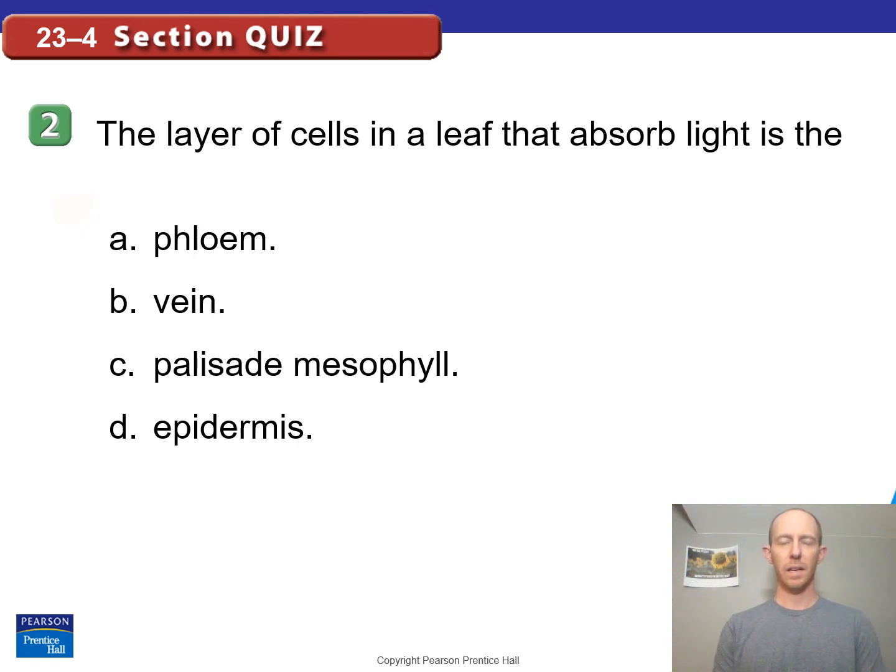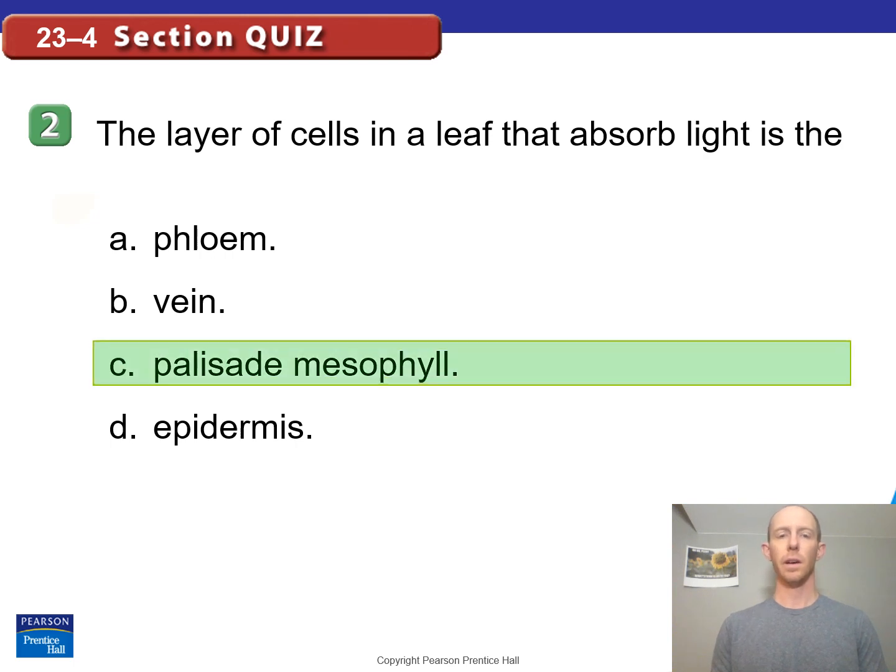Okay, what's the layer of cells in the leaf that does most of the absorbing of light? So in other words, which is doing most of the photosynthesis? In other words, where are most of the chloroplasts? All right, this was a softball. So there you go. It's the palisade mesophyll. I could have asked you spongy mesophyll, made it a little tougher, but I didn't, because I'm a nice fella.